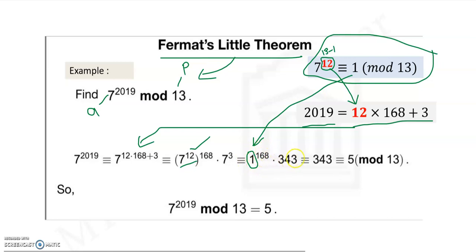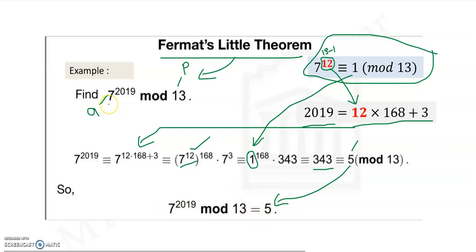So 1 multiplied by 343 is 343. Now apply modulo 13 to 343. What is the remainder? That is 5. So this is your answer when we require 7 to the power 2019 modulo 13. This is the answer: 7 to the power 2019 modulo 13 is nothing but 5.